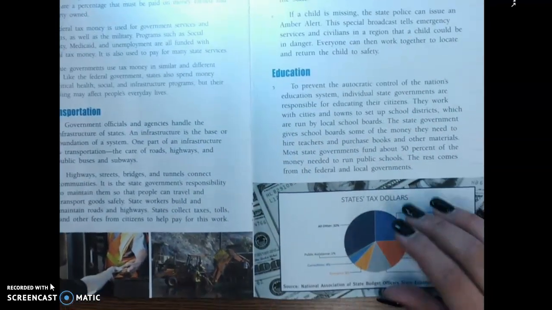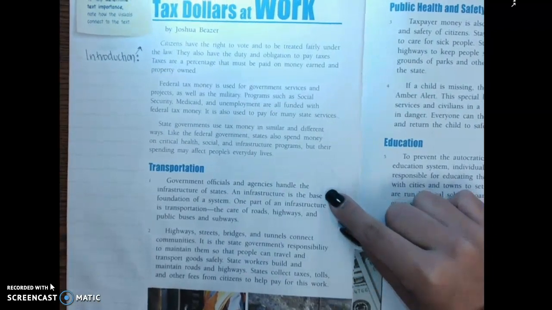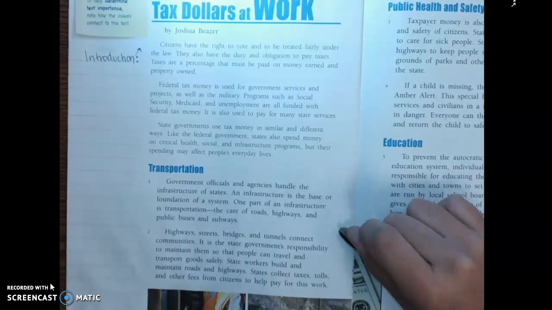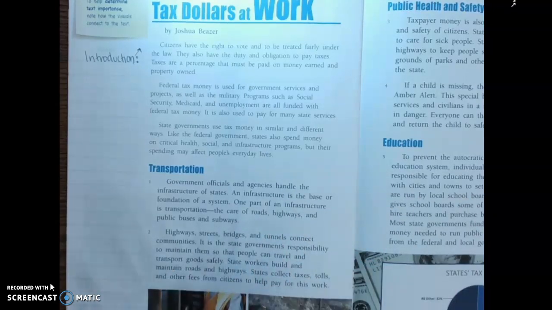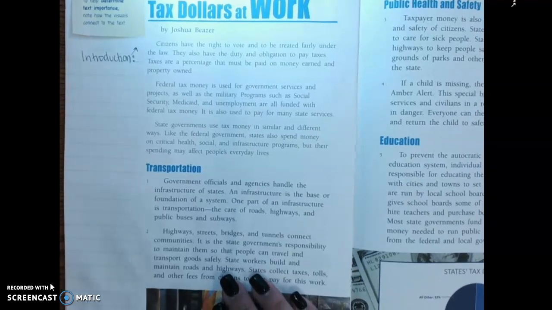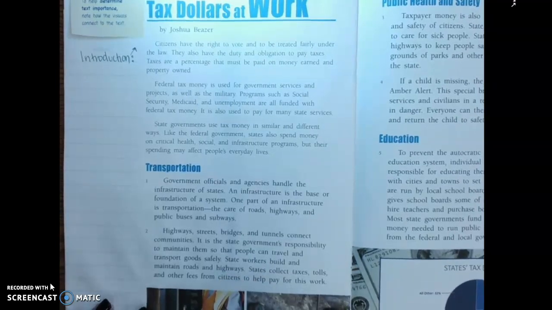So, transportation. Government officials and agencies handle the infrastructure of states. And infrastructure is the base or foundation of a system. One part of the infrastructure is transportation, the care of roads, highways, and public buses and subways. Highways, streets, bridges, and tunnels connect communities. It is a state government's responsibility to maintain them so that people can travel and transport goods safely. State workers build and maintain roads and highways. States collect taxes, tolls, and other fees from citizens to help pay for this work.